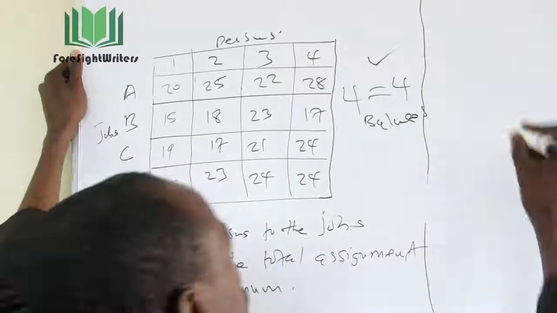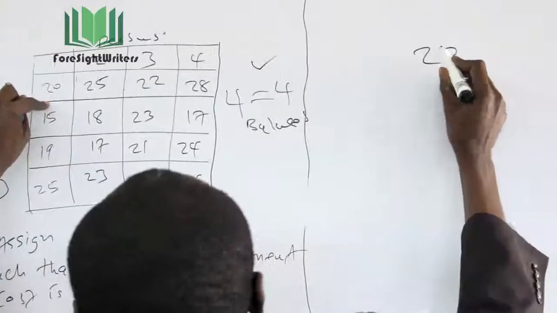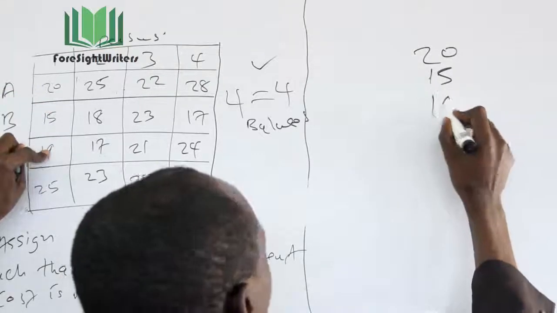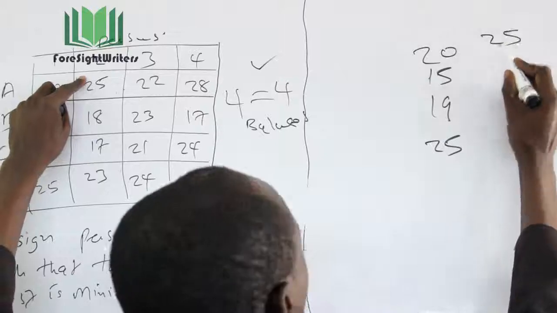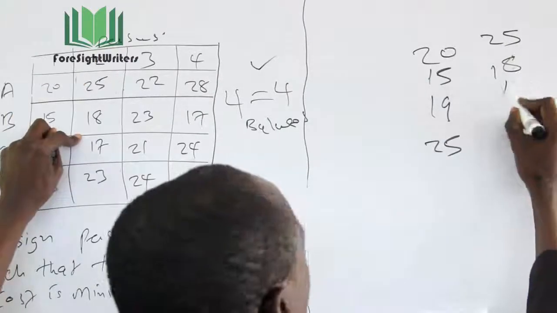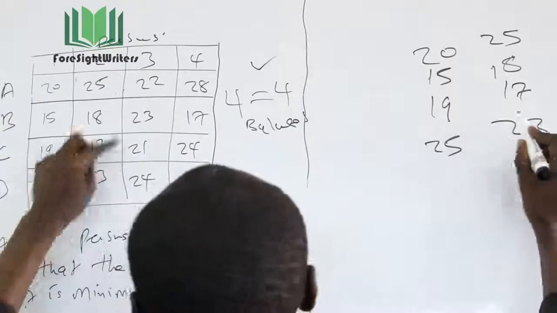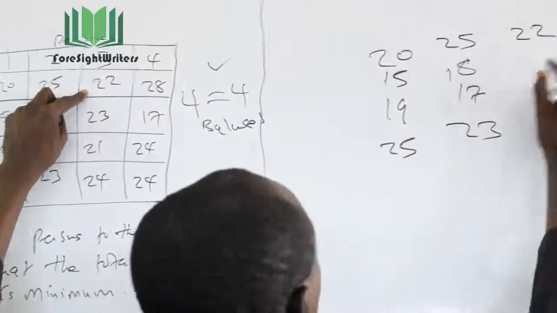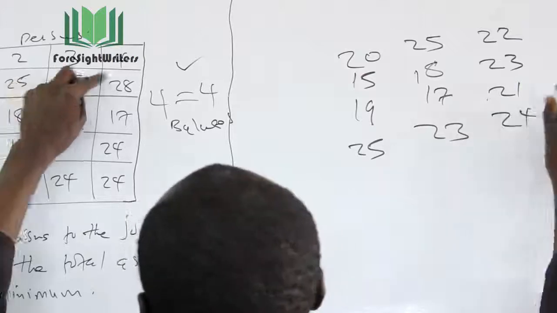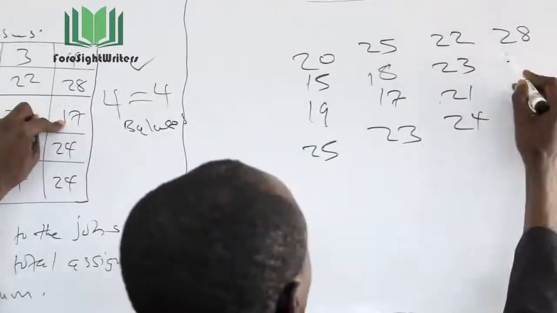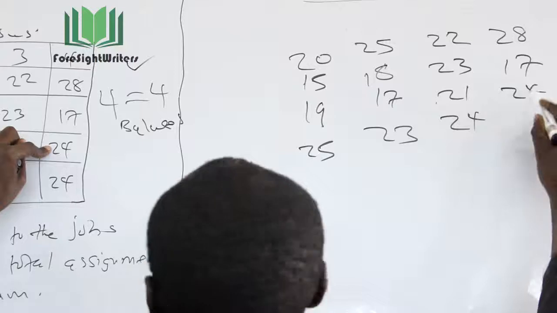The second step requires that we present this matrix. This is 20, this is 15, this is 19, this is 25, this is 25, this is 18, this is 17, this is 23, and then we have 20, 22, 23, 21, 24, we have 28, we have 17, we have 24, and 24.